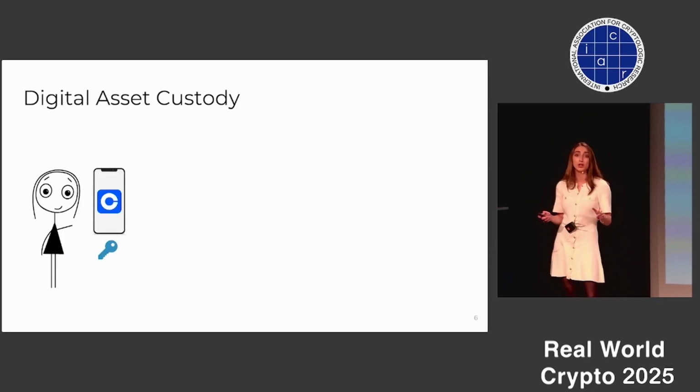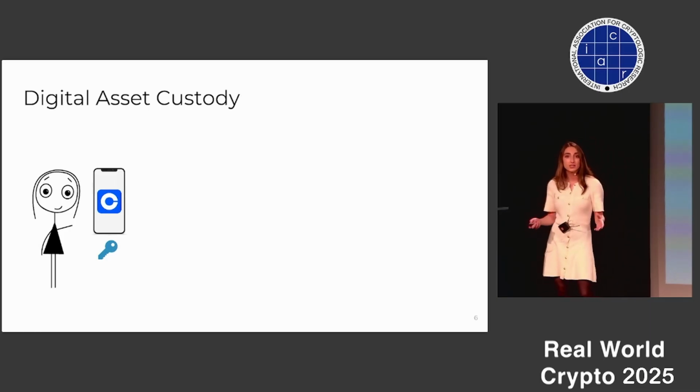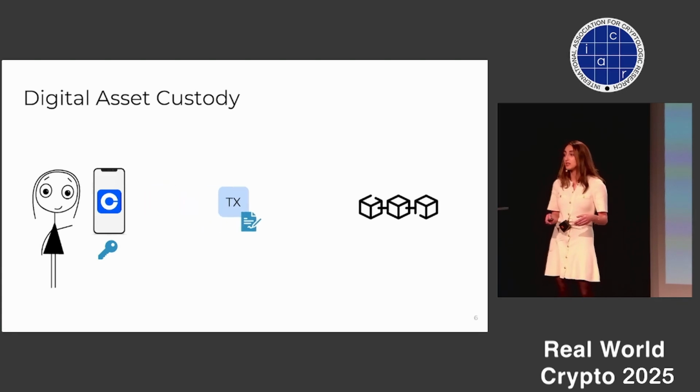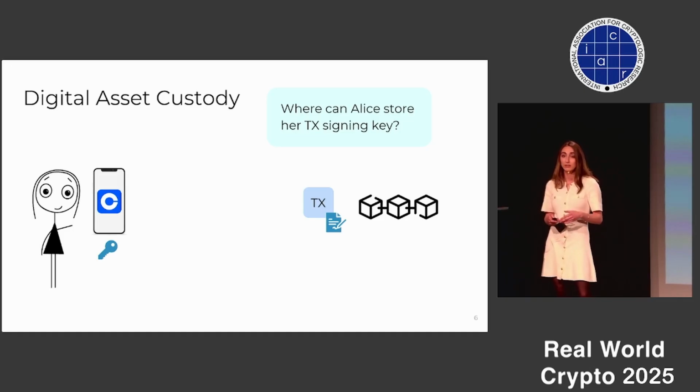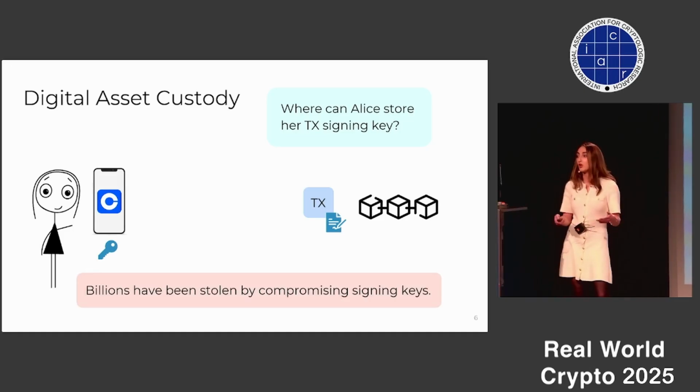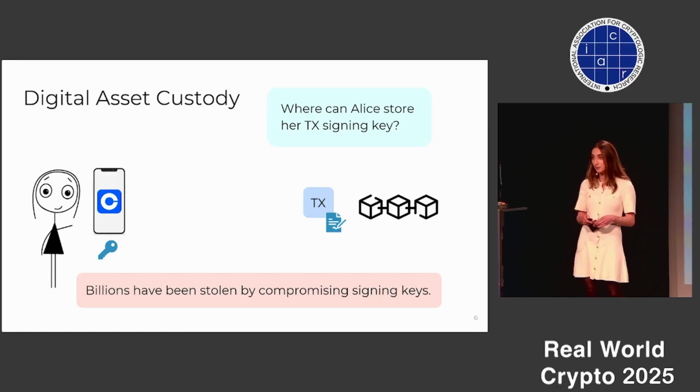A key example of the need for distributed trust is in the application of digital asset custody, where a user, Alice, has maybe the Coinbase wallet application on her client device, as well as a signing key that she uses to sign transactions and, say, post them to a blockchain. But this begs the question, where can Alice store her transaction signing key?